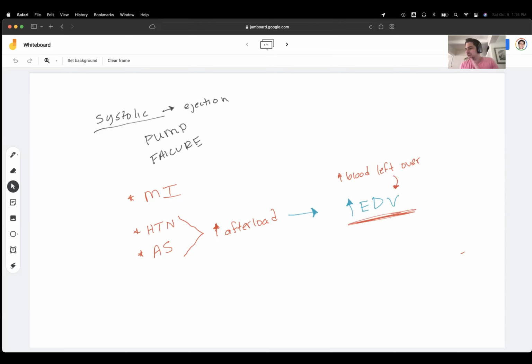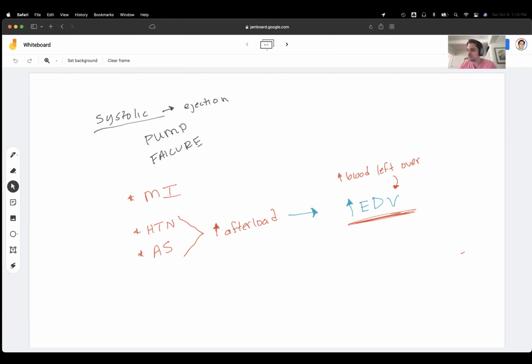Now, nothing in medicine is black and white. There are grays to everything. Some patients, particularly renal patients that have volume overload, can go into diastolic dysfunction first. But this is classic, especially in the United States. You're going to go into systolic dysfunction first, typically MI or some sort of longstanding hypertension.